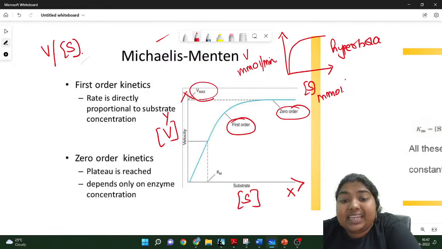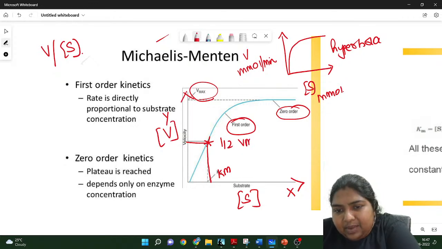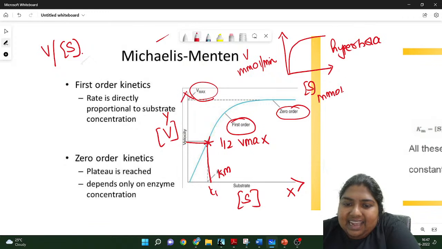This is going to be the V and the S. So now you see this Km. So what is this Km? Km is the point exactly that is going to be half V max. What is Km? It is the substrate concentration at which V is equal to half V max.